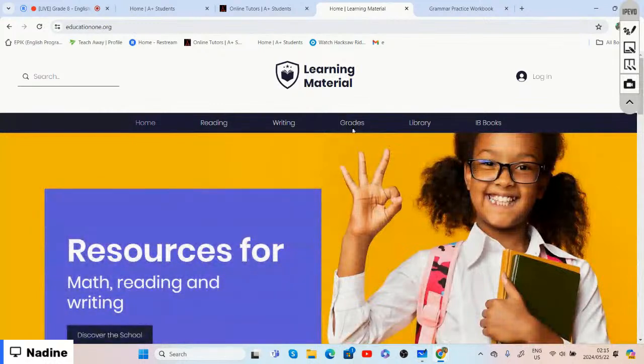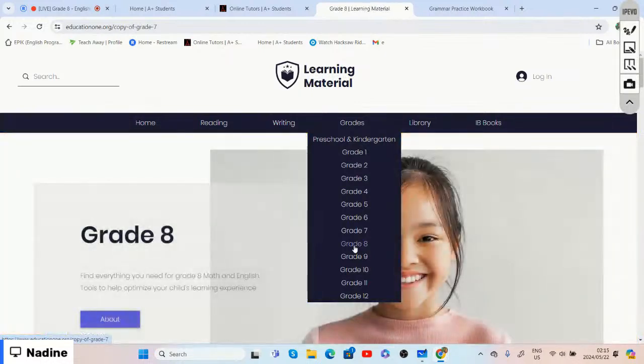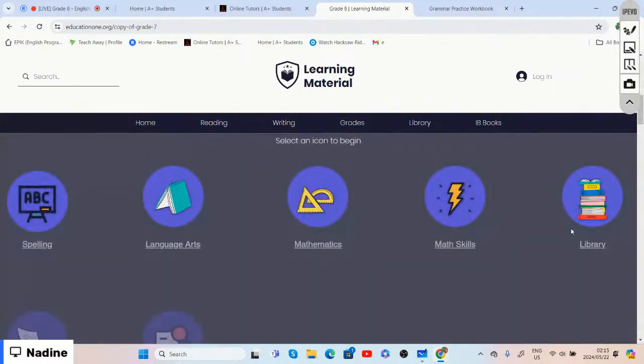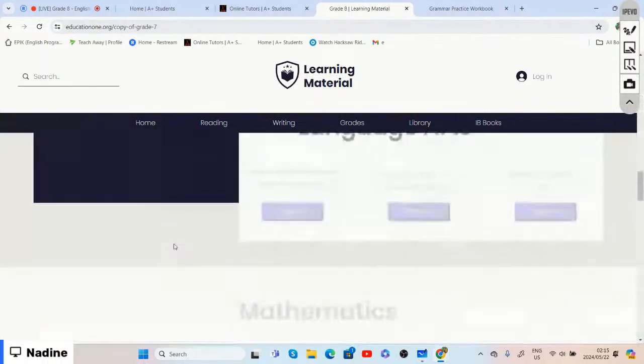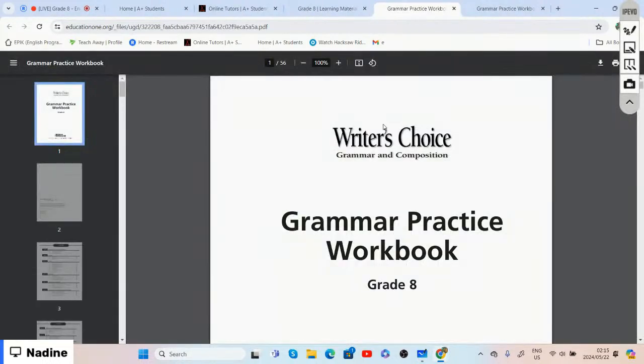We're first going to reading, sorry, we're going to choose grade 8. Then you're going to scroll down until we get to language arts. And then we're going to practice grammar, which is the second one. Practice grammar in this language arts booklet.